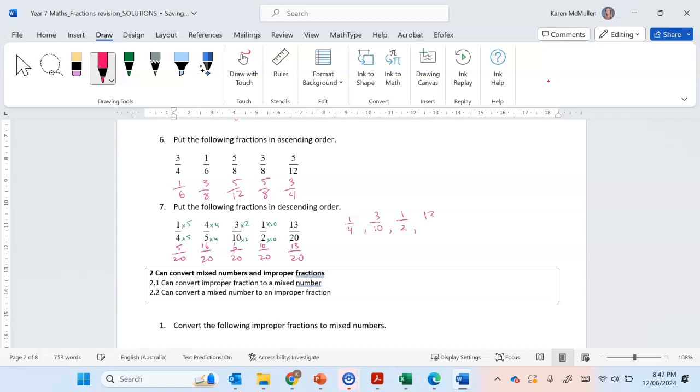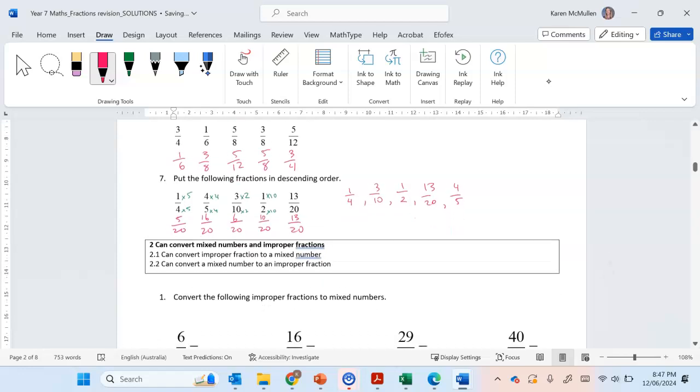Then 13 over 20. Oh, yep. Sorry, I thought I didn't simplify that then. And then the next one is 4/5. All right, so just rewriting them as they were originally in their simplest form.